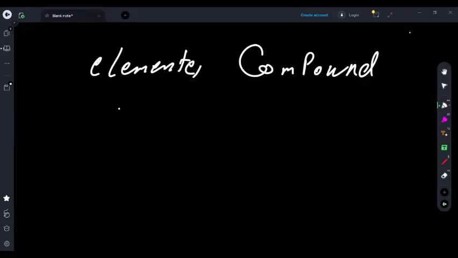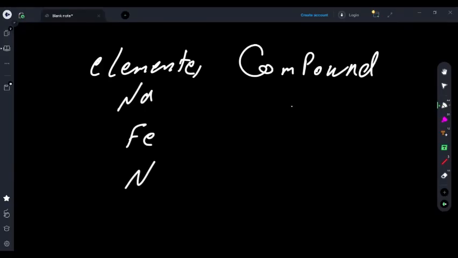Element, like something like this, Na, for example, or Fe, or N. Okay, Na for sodium, Fe for iron, N for nitrogen. If you see something like that without any other elements beside it, we call it element. Okay, what does it mean, element?